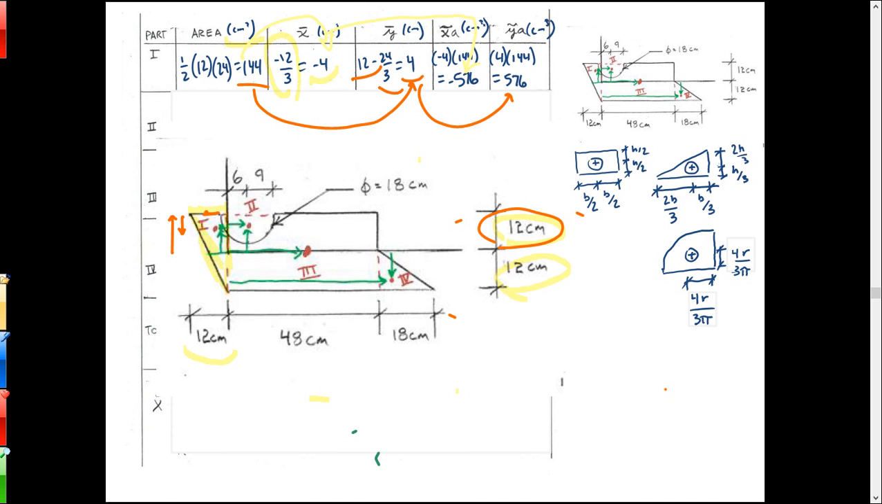Now that's for that entire triangle on the left, even though part of it is cut out by that semicircle. I'll handle the semicircles separately. Okay.